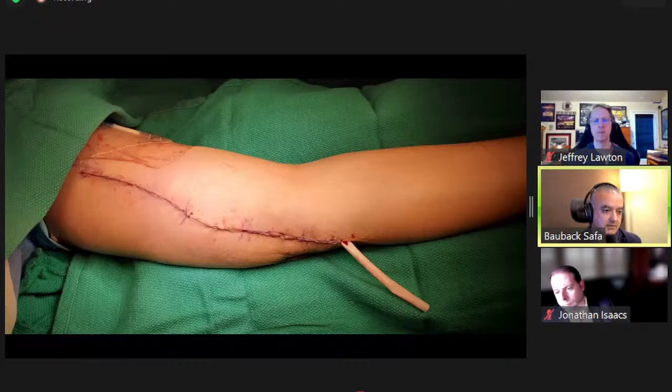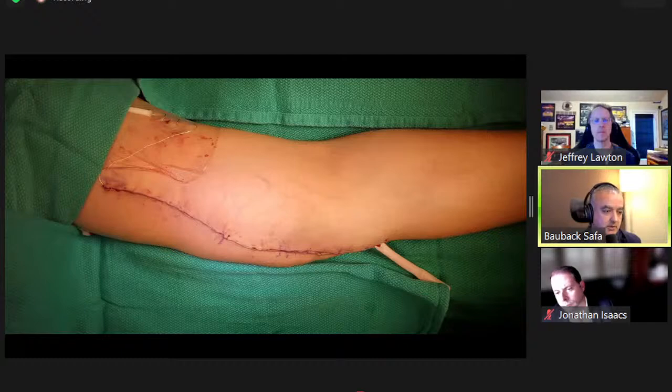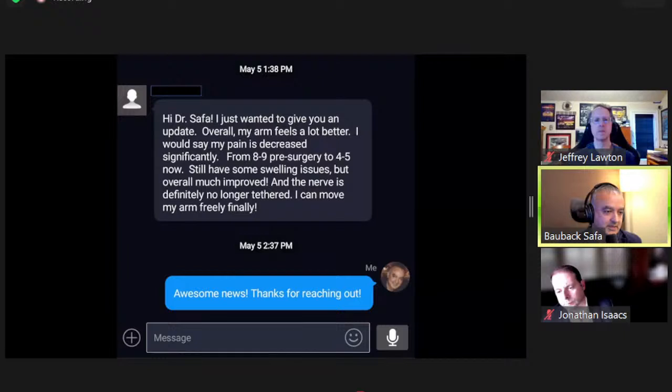So all this, in my opinion, was kind of a cascade effect from an internal neurolysis that was done that caused all this scar tissue, severe pain, and neuromas in continuity. This was a bit over a year ago, and just a few weeks ago, he unsolicited texted me this and said his pain's a lot better, and he's moving his arm freely. This is about a year out, so I'm hopeful that this is it for him, because I don't want to go back.